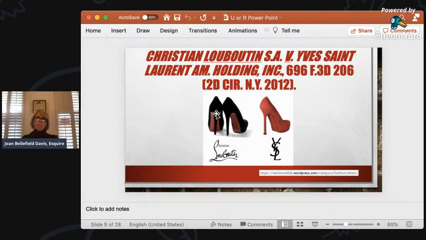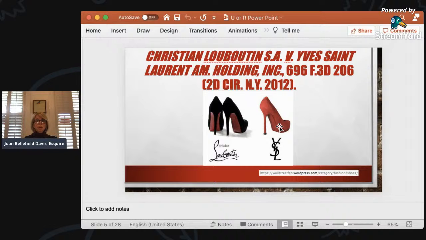And another famous maker of shoes, Yves Saint Laurent, created a monochromatic shoe with a red bottom. Christian Louboutin sued Yves Saint Laurent for trademark infringement. The argument that Christian Louboutin was making is that the color on the bottom of the shoe and the way it's placed created a trademark, so that when you see someone wearing these shoes with a distinct red color on the bottom, you know that it is Christian Louboutin.